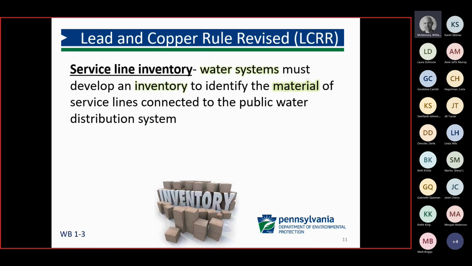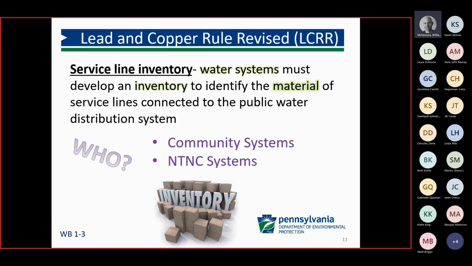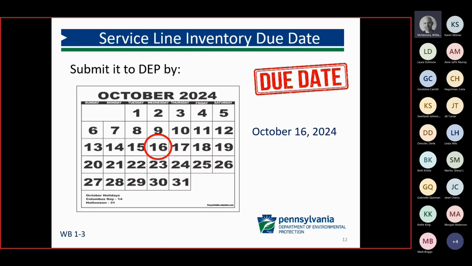Okay, so as the federal definition, the federal rule specifies, every water system, non-transients, and communities have to develop an inventory to identify the material of the service lines connected to the public water system distribution. So that's what we're talking about for the rest of this training. So when is this due? Water systems have to have an initial inventory completed by October 16th of 2024.